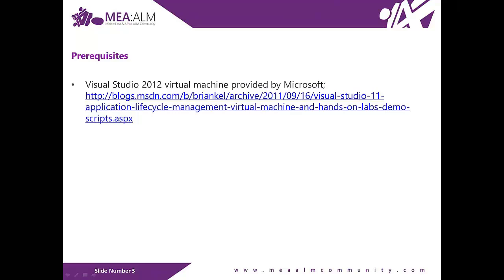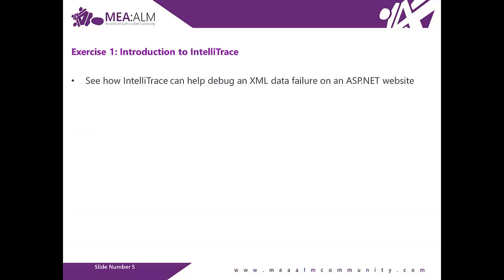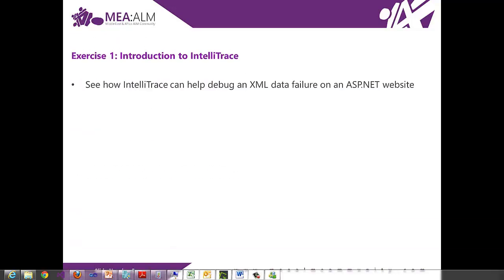To go through the labs, you need to download the Visual Studio 2012 virtual machine provided by Microsoft. This lab consists of two exercises: Introduction to IntelliTrace and Use IntelliTrace with call information. Exercise number 1. Introduction to IntelliTrace. In this exercise, you will see how IntelliTrace can help debug an XML data failure on an ASP.NET website.